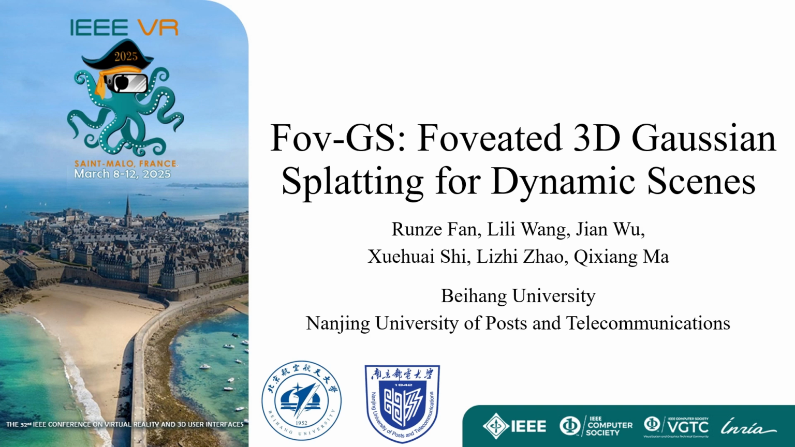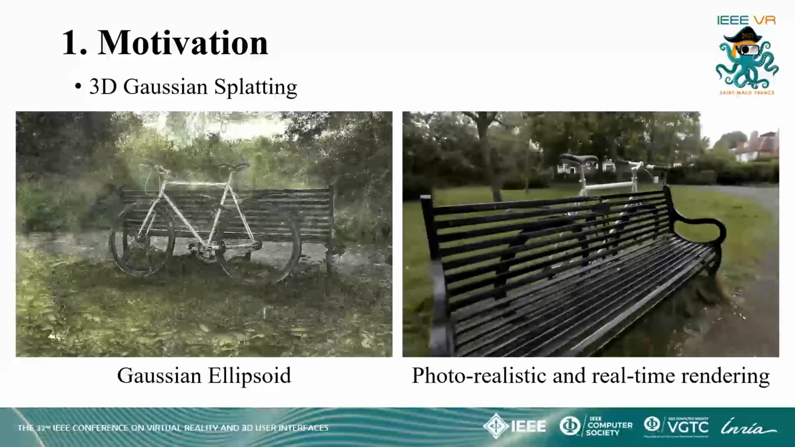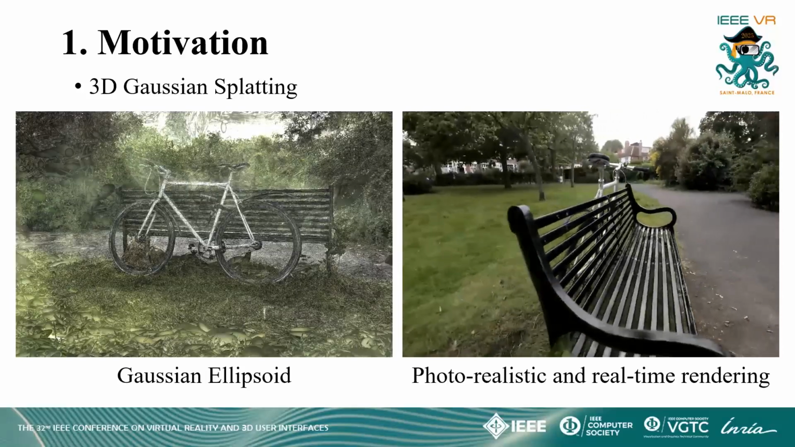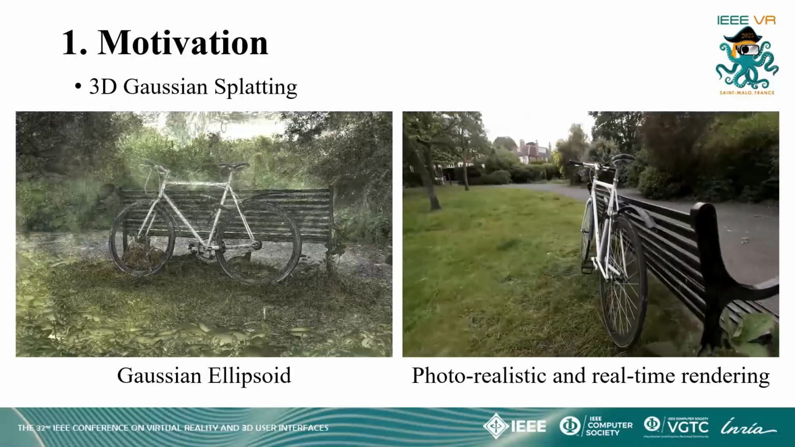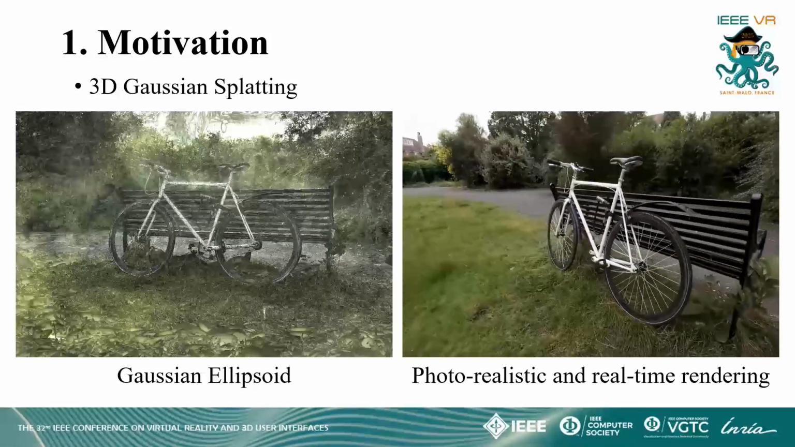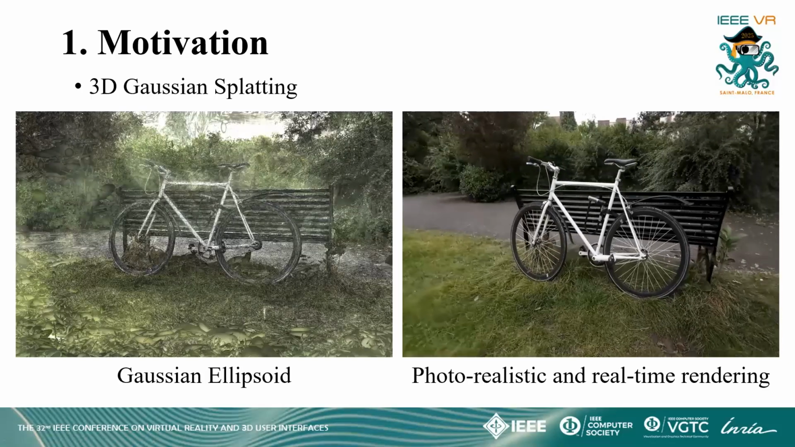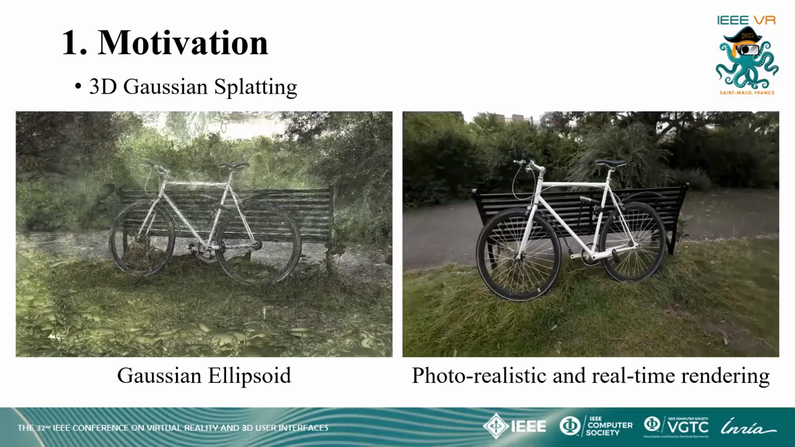Our paper is Fov-GS, Foveated 3D Gaussian Splatting for Dynamic Scenes. This work is together with Lili Wang, Jian Lizhi Zhao, and Qixiang from Beihang University, Xuehuai from Nanjing University of Posts and Telecommunications. 3D Gaussian splatting represents scenes as a set of Gaussian ellipsoids and achieves photorealistic rendering with speeds of over 100 frames per second for static scenes.